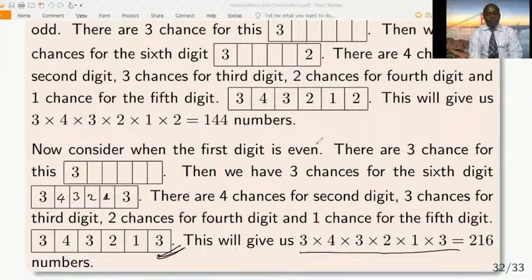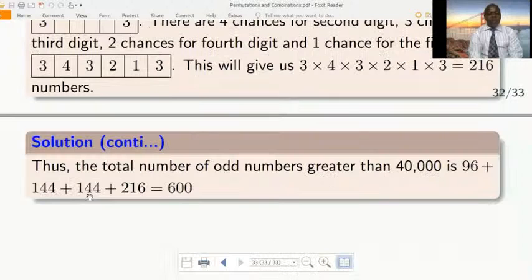So the question was, how many odd numbers are greater than 40,000? We add all those possibilities: 96, 144, and 216. That gives us 600 possibilities. So those are the numbers you can form that are greater than 40,000. That's how we do it.